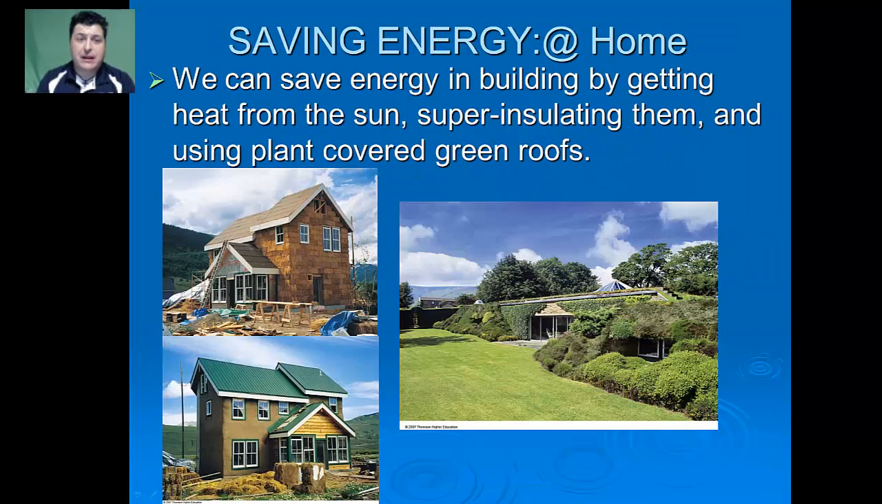We can also save a lot of energy at home. We can save energy in buildings by getting our heat from the sun, using passive solar to heat and cool our homes. We can save energy by super insulating them, using both man-made and natural insulative materials. Here we've got a home that's being insulated primarily by straw, which has a very high R value, which allows it to hold in a lot of heat. You can use plant-covered green roofs or build your home into the earth and use that as an insulator.